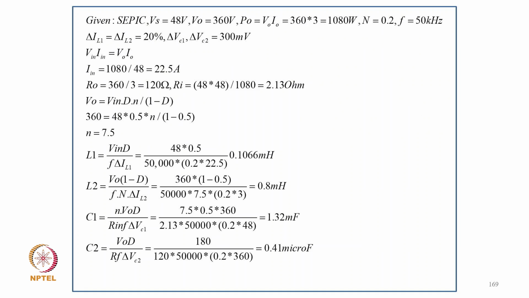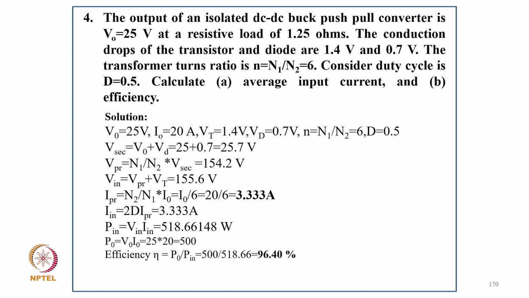So we get I_in equal to power by V, so 22.5 A, R equal to 360 by 3, we get 120 ohm, and R_in we get 2.13 ohm, and the turns ratio we get from this, N equal to 0.75. L1 we get from V_in D upon f delta I_L, which is 0.1066 millihenry. L2 equal to V_O1 minus D upon f N delta I_L, it becomes 0.8 millihenry. C1 equal to N D V_O upon f R_in, equal to 1.32 microfarad, and C2 equal to V_O D upon f R, becomes 0.41 microfarad.